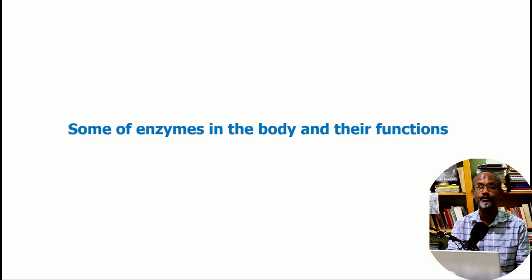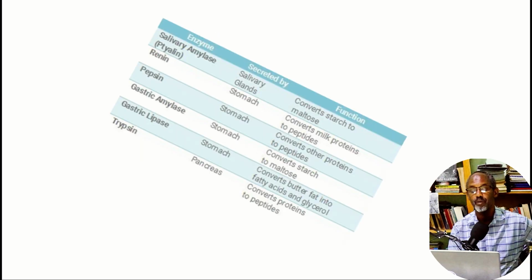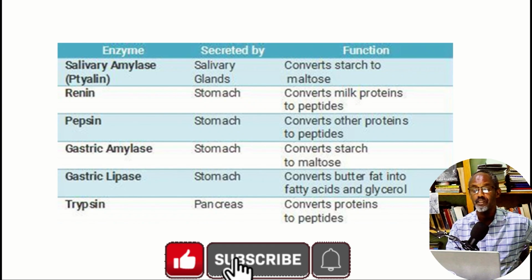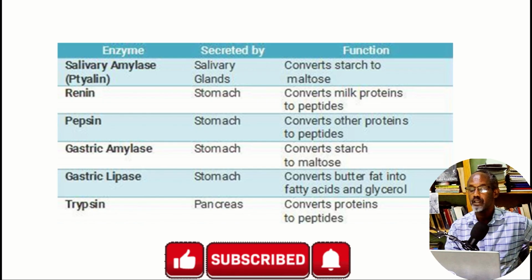Some of the enzymes in the body and their functions, you can see here: salivary amylase, the other name is ptyalin, secreted by salivary glands. It converts starch into maltose. The other is renin. Renin in the stomach of young calves converts milk proteins to peptides. The other is pepsin in the stomach, which also converts proteins to peptides.